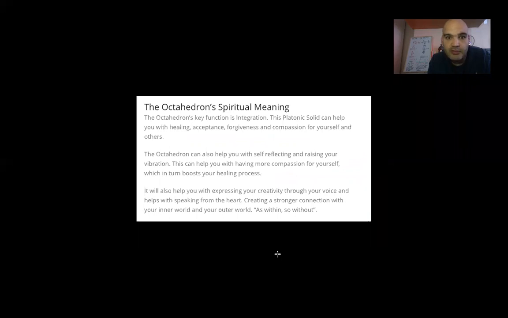The octahedron's spiritual meaning. The octahedron's key function is integration. This platonic solid can help you with healing, acceptance, forgiveness, and a comparison for yourself and others. The octahedron can also help you with self-reflecting and raising vibration. This can help you with having more compassion for yourself, which in turn boosts your healing process.